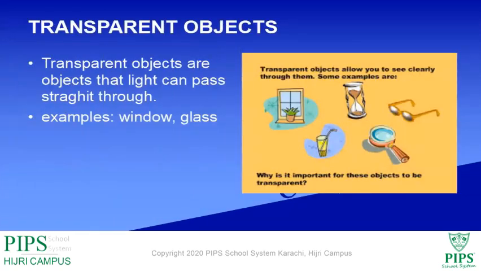Okay. Now do you know what are transparent objects? Transparent objects are objects that light can pass straight through. Examples: window, glass. So tell me any five names of transparent objects. The transparent objects are objects that allow light to pass. For example, from a window, sunlight can pass easily. From a glass, light can pass easily. So the things which are made from glass or are glass objects are known as transparent objects because light can easily pass through them.